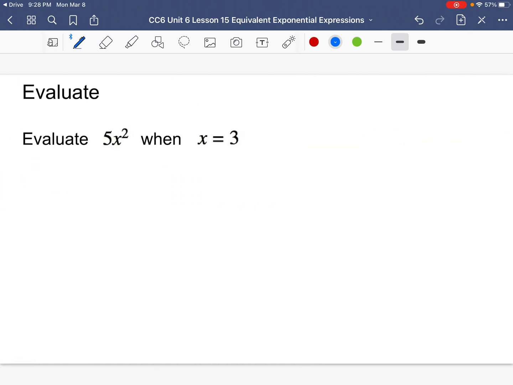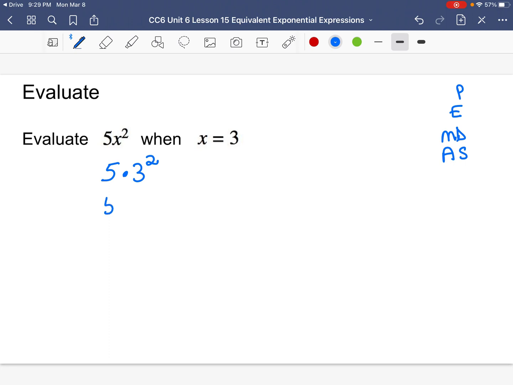Evaluate 5x squared when x equals 3. 5x squared, so I'm going to put a multiply here because 5x means 5 times x. 5 times 3 squared. I'm replacing the x with 3. Now something to be careful of here. The squared applies only to the 3, not to the 5 times 3. Because remember PEMDAS, or the order of operations, we've got to deal with the exponent before the multiplication.